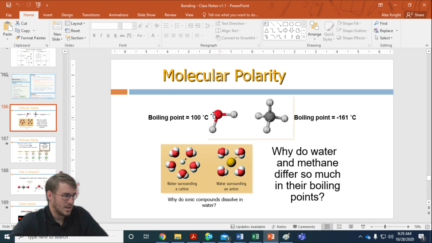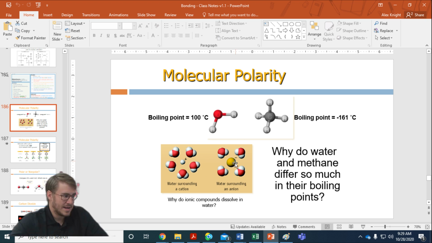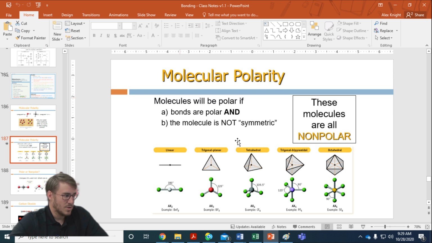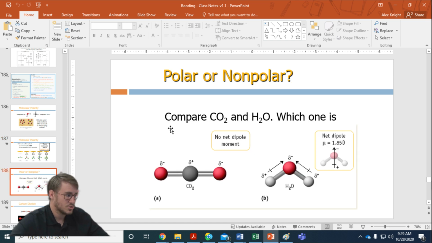Methane and water. Its polarity allows it to surround cations and anions so as to dissolve things. The polarity and Lewis dot structures give rise to 3D structures. If we compare CO2 and H2O, we notice that there's a balance of charges.